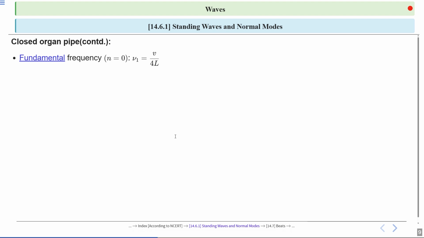So, that is nu1 is equal to v divided by 4l. It occurs when there is a node at both ends of a closed pipe. Third harmonic, nu3 equal to 3v divided by 4l, which is equal to 3 into nu1. The fifth harmonic, nu5 equal to 5v divided by 4l, which is equal to 5 into nu1. This means the fifth harmonic is 5 times higher in the pitch than the first harmonic.